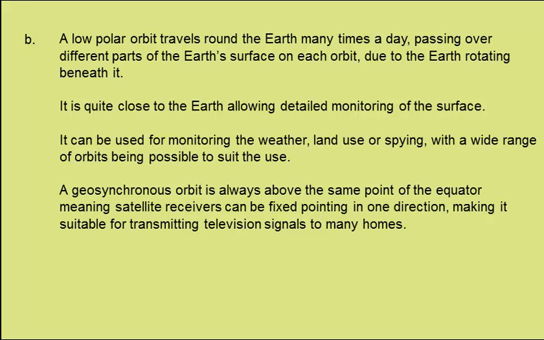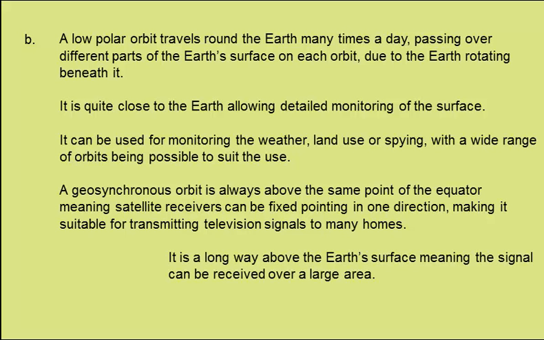A geosynchronous orbit is always above the same point of the equator, meaning satellite receivers can be fixed pointing in one direction, making it suitable for transmitting television signals to many homes. It's a long way above the Earth's surface, meaning the signal can be received over a large area.